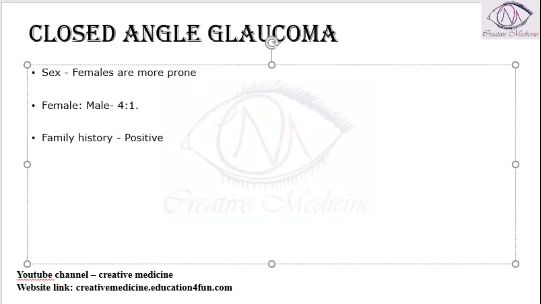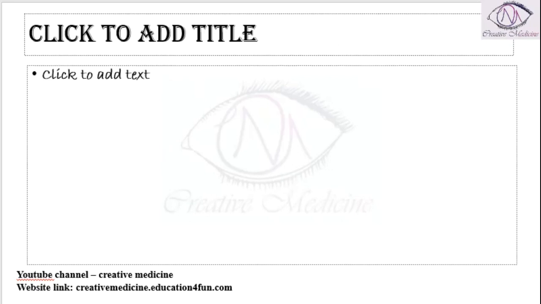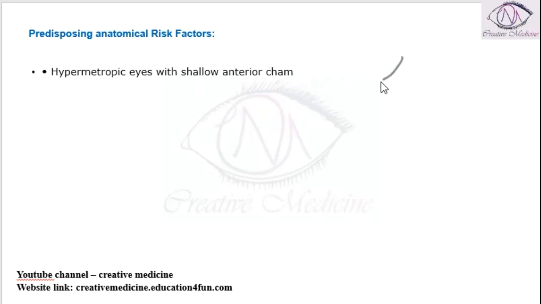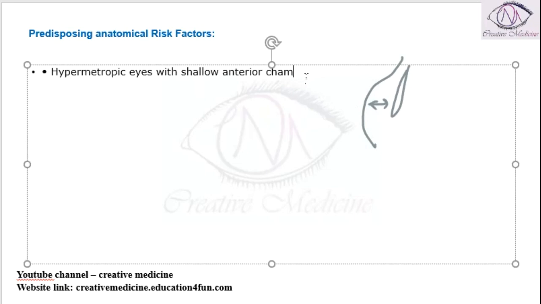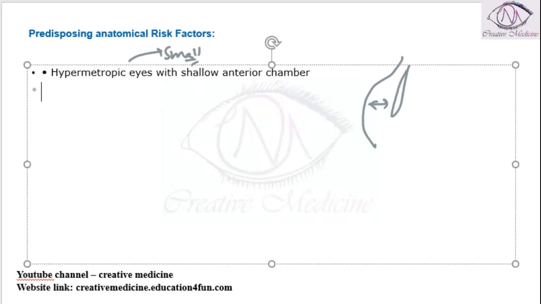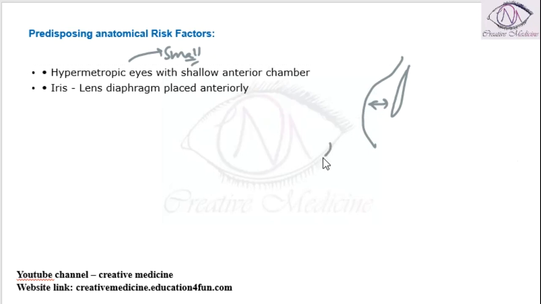Now, what are the predisposing or anatomical risk factors of angle closure glaucoma? If the patient has hypermetropic eyes and the anterior chamber is shallow, that is, the depth of the anterior chamber is shallow, then obviously there can be closure of the angle resulting in angle closure glaucoma. In hypermetropia, the eye will be small. So because of this small or short eye, there is a shallow anterior chamber, and there will be chances of angle closure glaucoma. Iris to lens diaphragm is placed anteriorly.